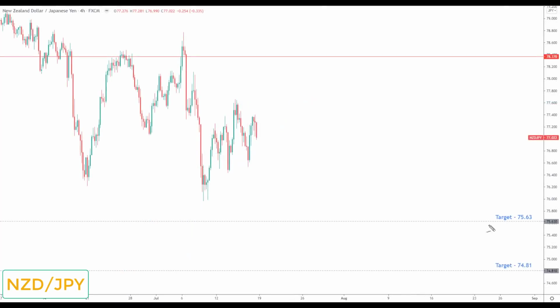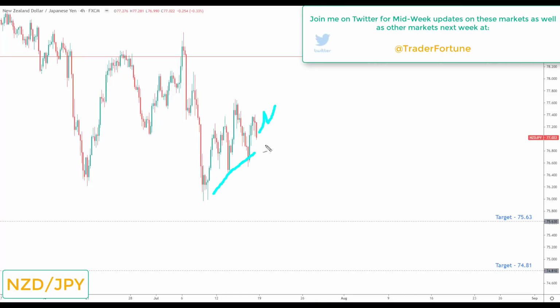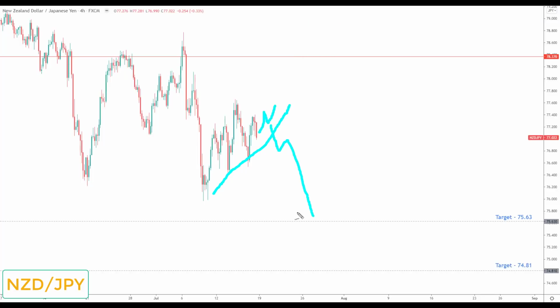And just like New Zealand Swiss franc, this rally off the back of the rhetoric last week, I don't see it really as having any legs. So any continued correction in this market is simply going to be viewed as a fading opportunity. I'm going to be looking for bearish reversals down to the next key of support to the downside and the target set at 75.63.